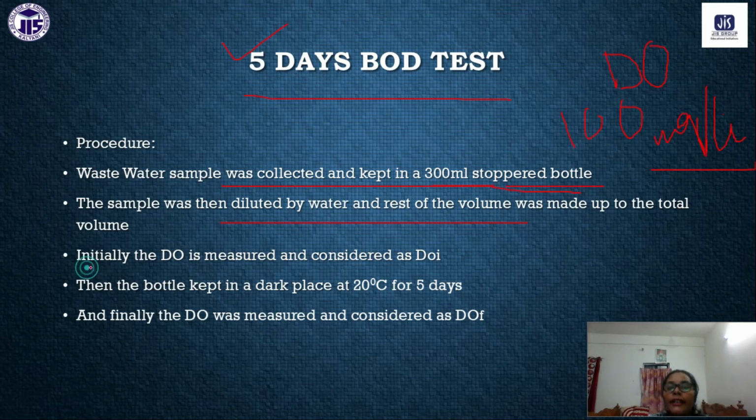Now, initially we measure the dissolved oxygen and then keep the bottle in a dark place at 20 degrees centigrade for 5 days. Why a dark place? Because the BOD reaction is very light sensitive. In the presence of light, it will produce free radicals, which will interfere with the BOD reaction, and we cannot get the correct result.